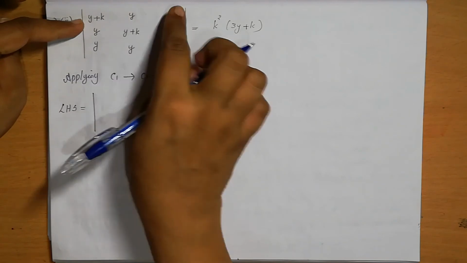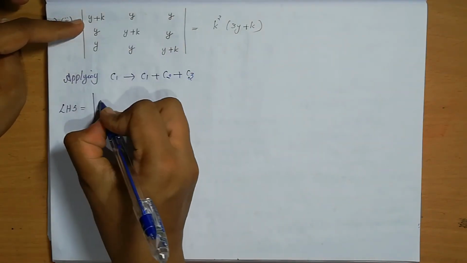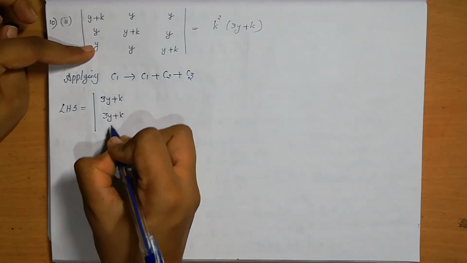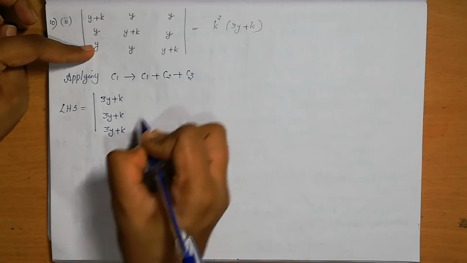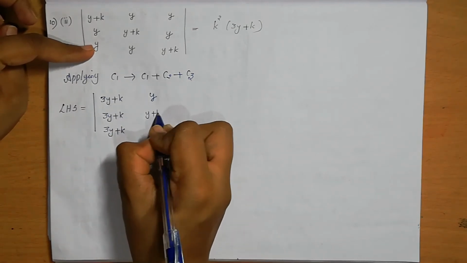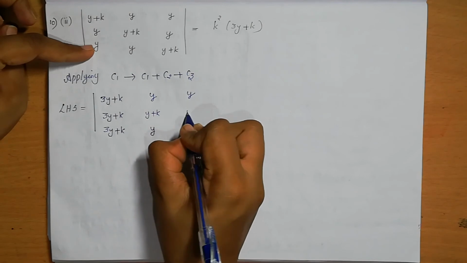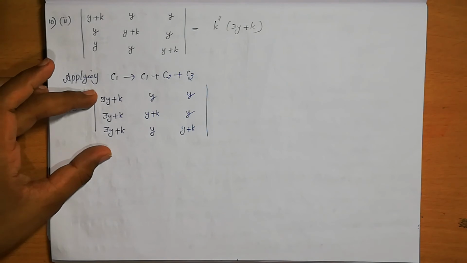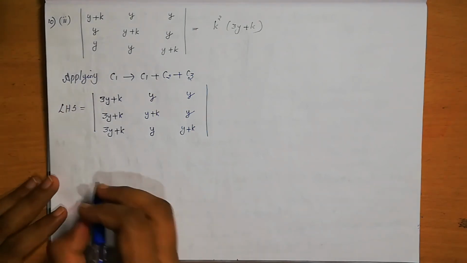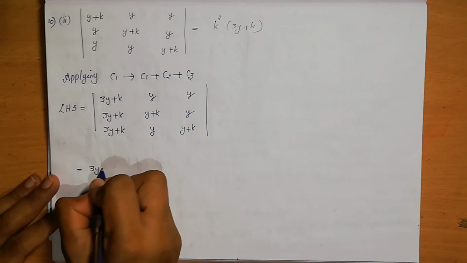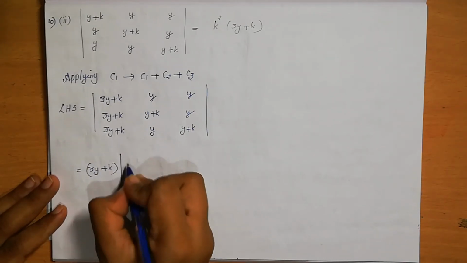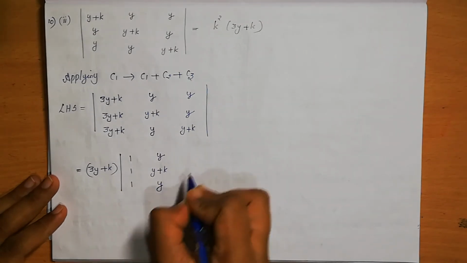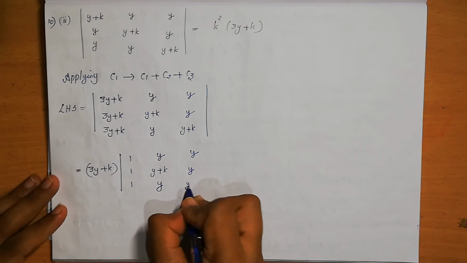So C1 plus C2 plus C3 means what will we get? 3y plus k. Here also 3y plus k. Here also adding means 3y plus k. C2 is the same, y plus k, y plus k. So which one can we take? 3y plus k common from C1. So what is remaining? 1, 1, 1; y, y plus k, y; y, y, y plus k.